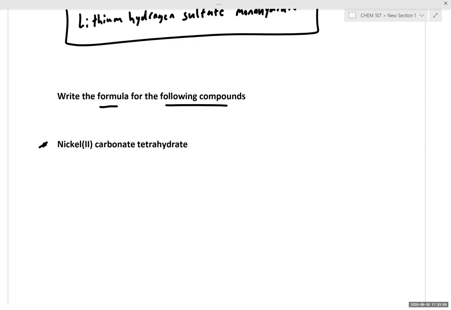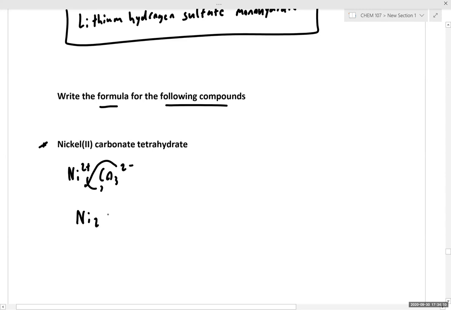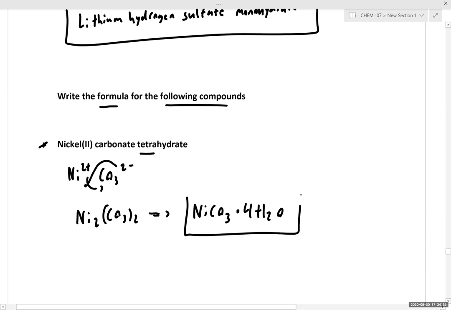Okay, so let's discuss this example. For nickel 2 carbonate, we have nickel 2 plus, CO3 2 minus. We cross our charges, and that in turn gives us Ni2, CO3 2, that we can in turn simplify to a 1-to-1 ratio. You only simplify your ratio of ions. For tetra, tetra tells us we have 4 associated water molecules, and that gives us the following chemical formula.